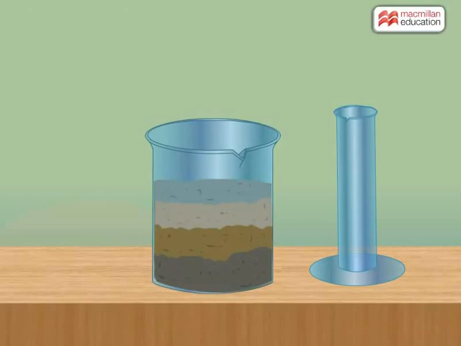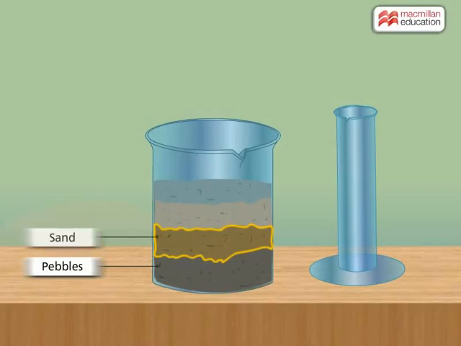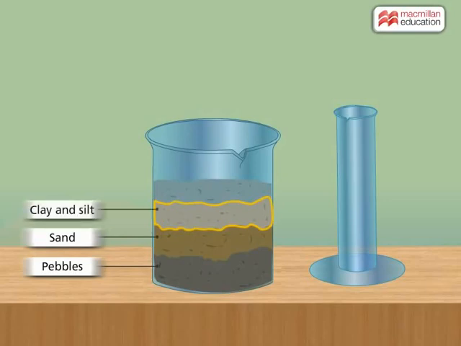Here in the pot, we can see that the 3 layers are formed. These layers are formed from different sized particles of the soil. The bottom layer contains heavy pebbles, while the middle layer contains small particles of sand. The uppermost layer contains very fine particles of clay and silt.